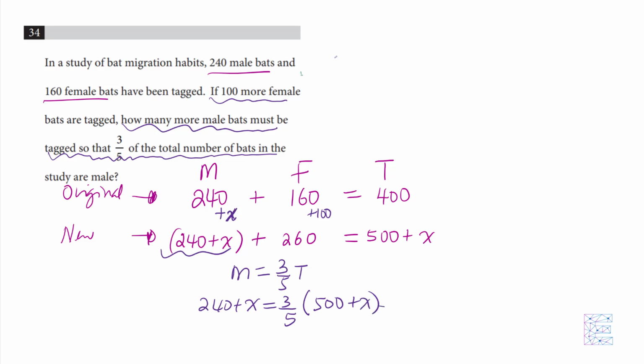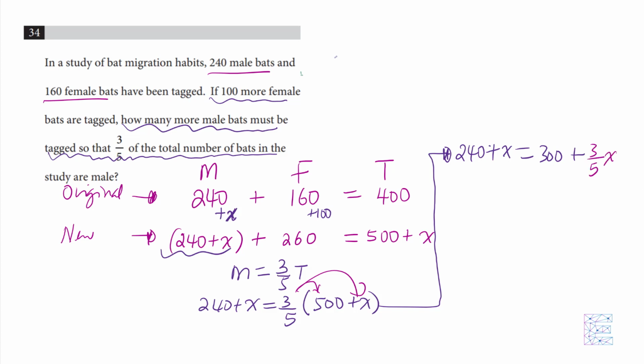And since we need a little bit more room, let's move this, or rather the product here. So still we have 240 plus X on the left side. And on the right side, we can actually distribute this: 3/5 times 500 will become 300. And 3/5 times this X becomes 3/5 X. And at this point, we just have a nice two-step equation that we can actually solve.